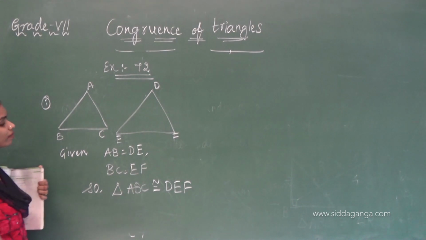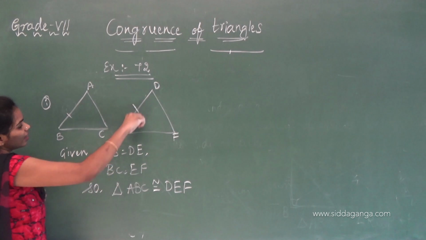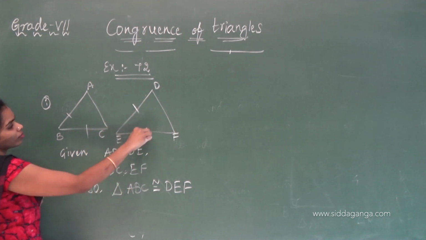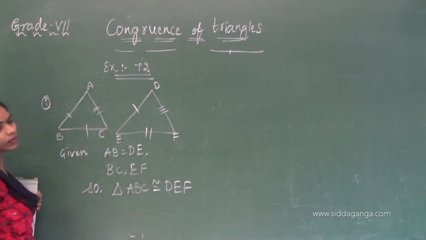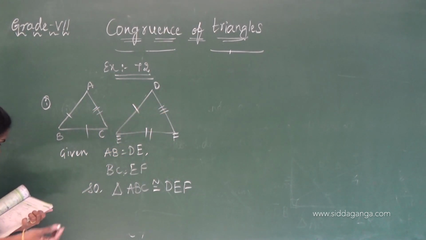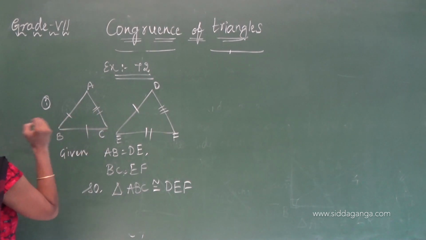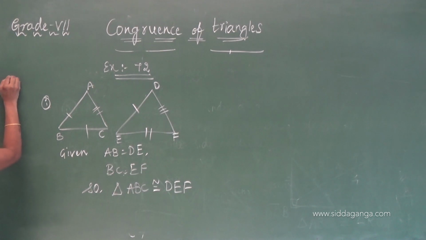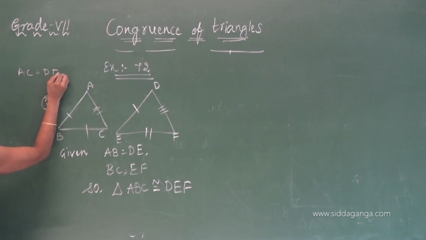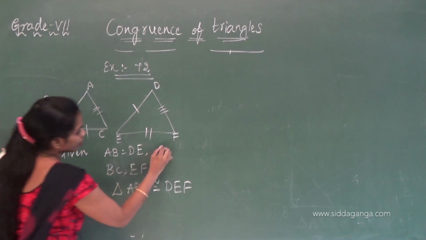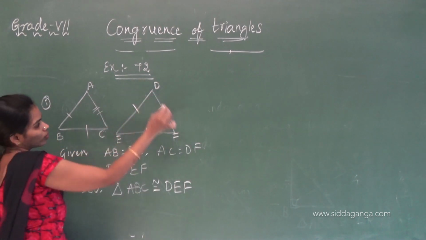See here what they are giving. Here AB equals DE, BC equals EF. Okay, and then obviously this one will be equal. They are also telling AC equals DF. AC equals DF, they are giving also.